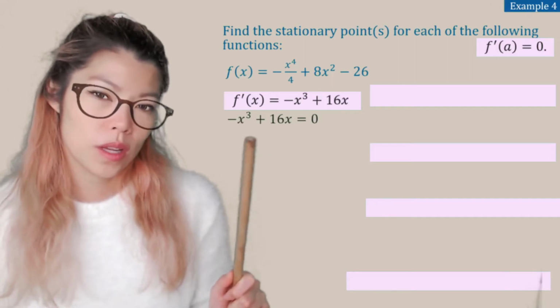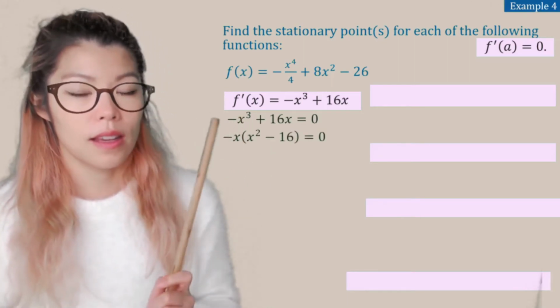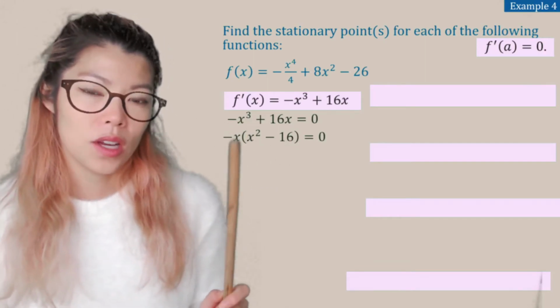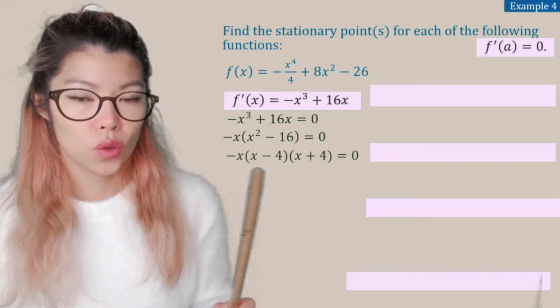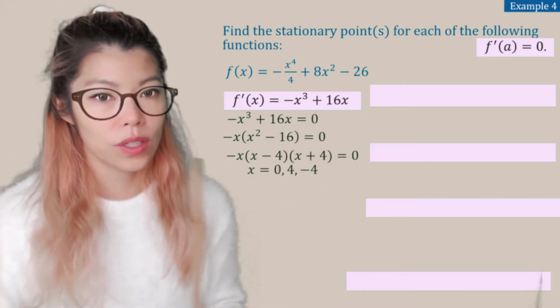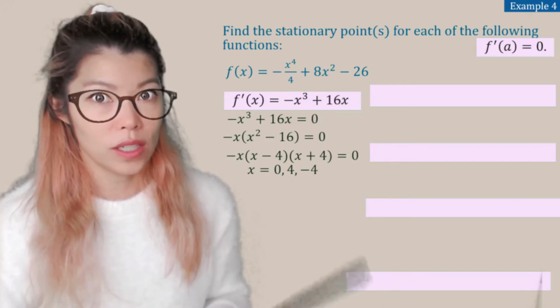So what can we do? We can take x out as a common factor, but don't lose it because x equals 0 is a solution. And then what can we do with x squared minus 16? We can use difference of two squares. Now x is equal to 0, 4, or minus 4. So this time we have 3 solutions, and so we have to find the y value 3 times.